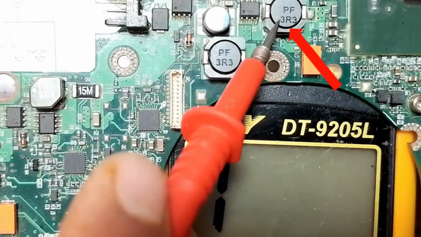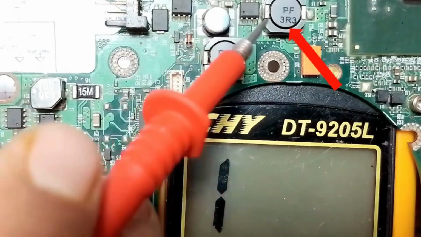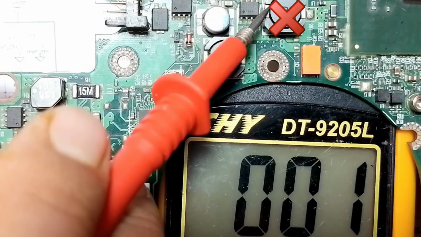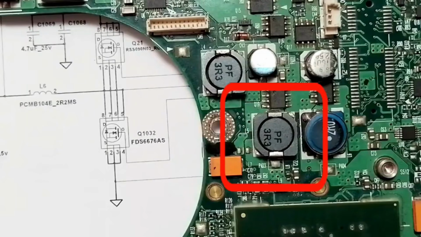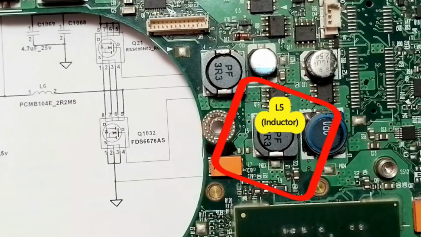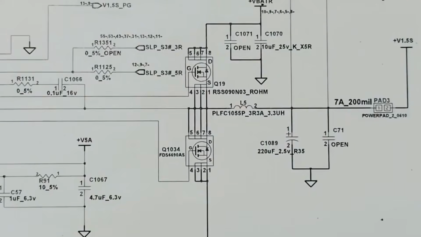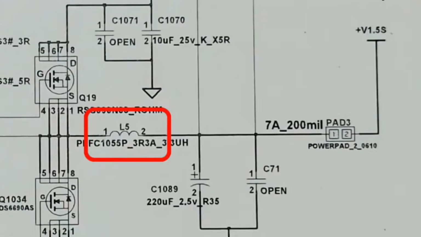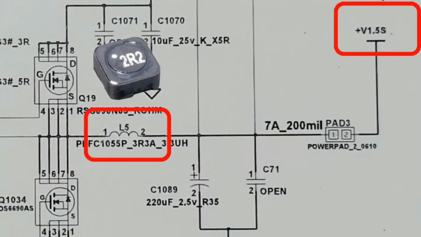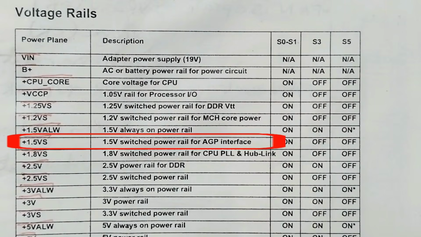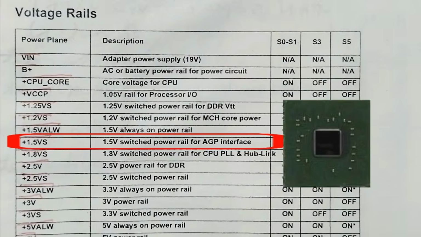So let's check the fifth one, L5. Bingo. Here we have the short circuit. We detect the short circuit, as you can see, around this inductor, L5. Let's check which circuit L5 belongs to. Here we go. We have L5 here. L5 belongs to the 1.5 volt switched power rail for the AGP interface. So this power is for the graphic card.